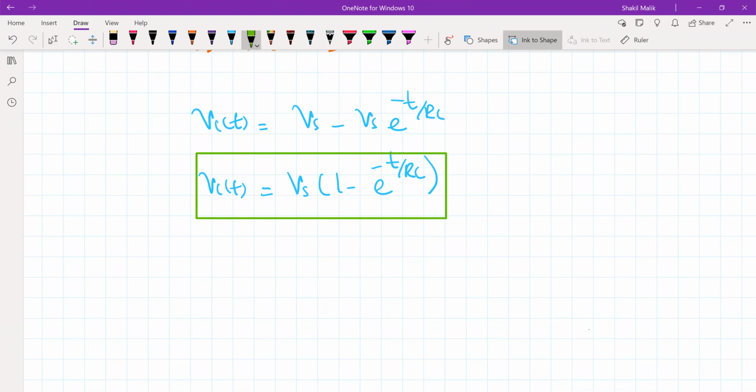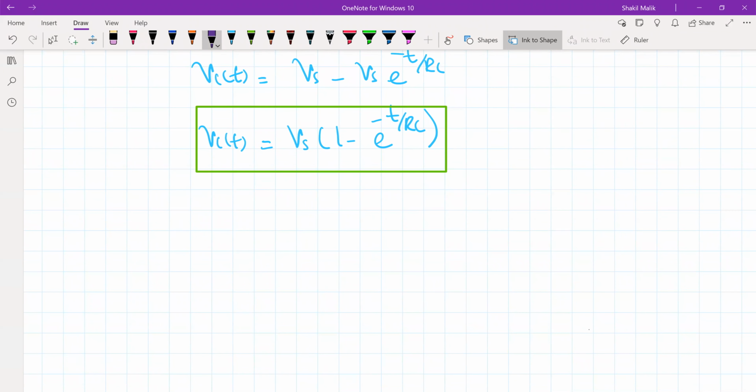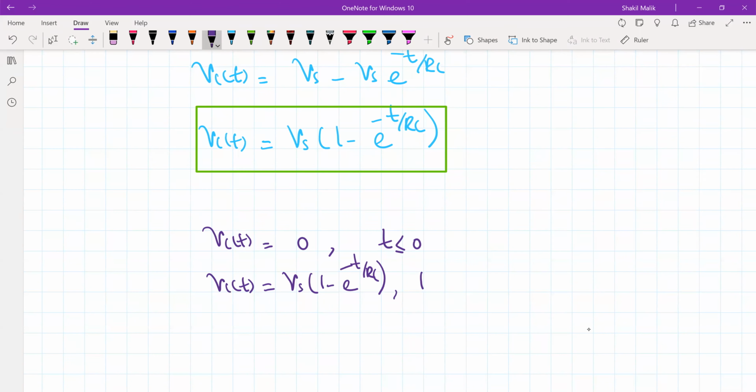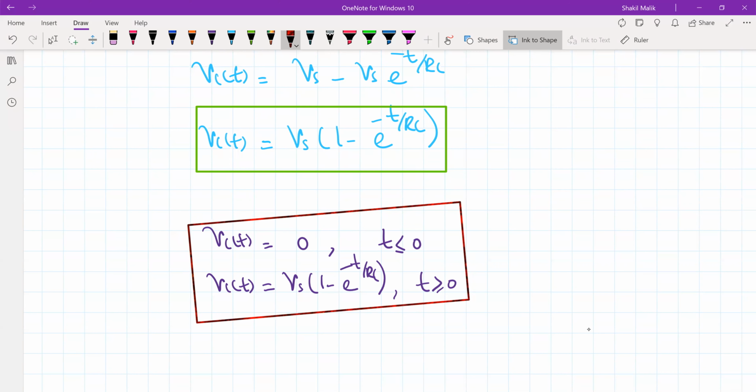So for all time, we can say the capacitor voltage is equal to 0 for t less than 0, and for t greater or equal to 0, the capacitor voltage is equal to Vs times 1 minus e to the power of minus t by RC. So this is the capacitor voltage for t less than 0 and t greater or equal to 0. All right.